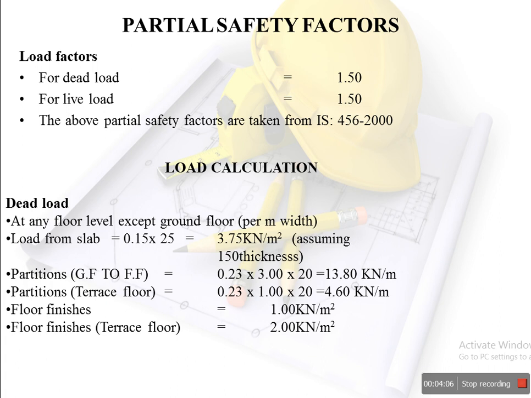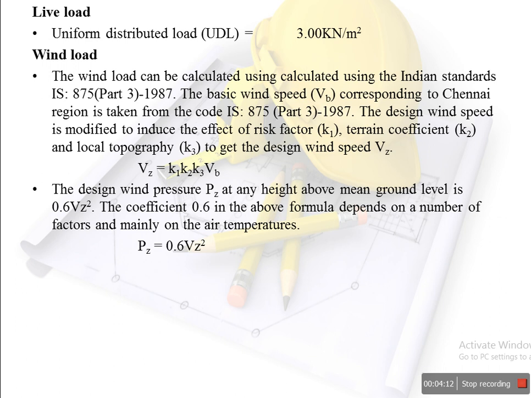The above partial safety factors are taken from IS 456 2000. Load calculations: live load and wind load. Wind load can be calculated using the Indian standard IS 875 Part 3 1987. The basic wind speed corresponding to the Chennai region is taken from the code IS 875 Part 3.